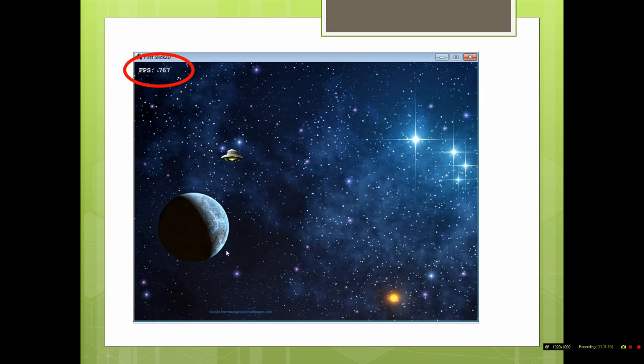In this top left corner, it says FPS 767. That stands for frames per second, 767. What that means is my game is updating 767 times a second. That means this UFO is getting drawn 767 times a second.